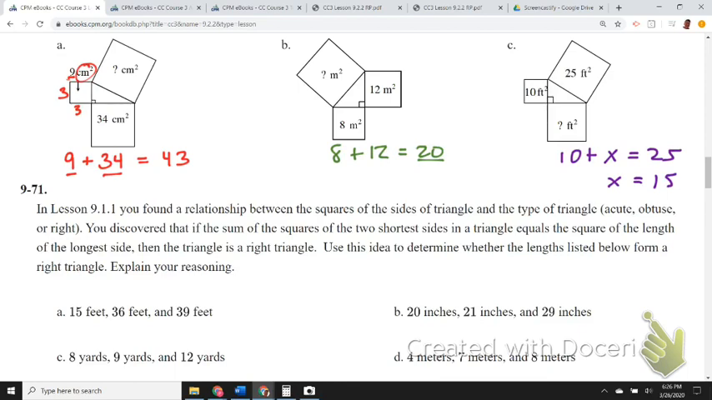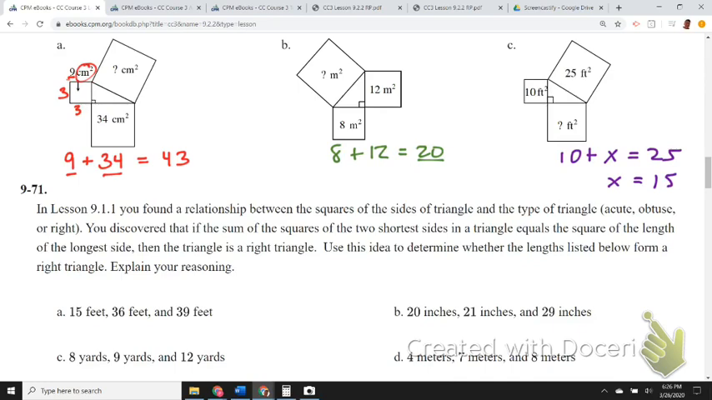You've got the area of the small square is 10. The area of the medium square is blank. I don't know what it is, so we'll call it x. And it must equal the area of the largest square. The area of the largest square is 25. So we have 10 plus x equals 25. And so therefore, after I solve for x, I subtract 10 on both sides. I'm going to get x equals 15.